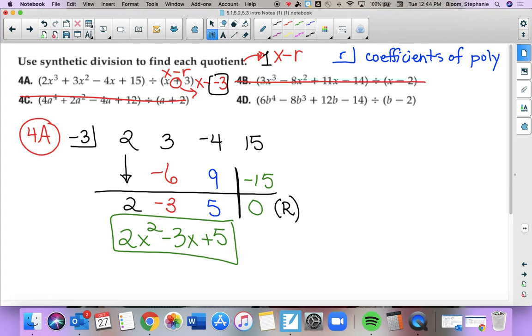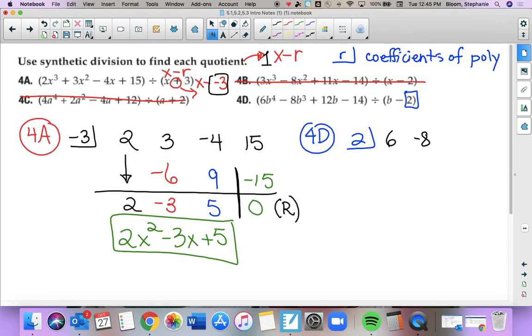Okay, so let's look at 4D. In 4D, what is my r this time? Is it negative 2? It's just 2 because the formula is always x minus, right? So I'm going to put 2 in my little bracket thing. Okay, now I'm putting my coefficients in standard form. So I have a 6. Then I have a negative 8. Would next be the 12?